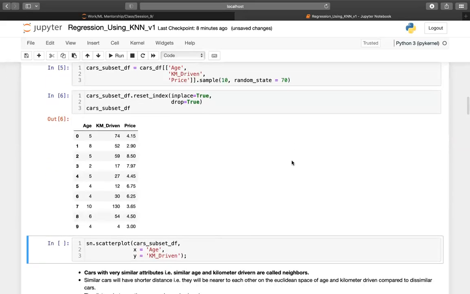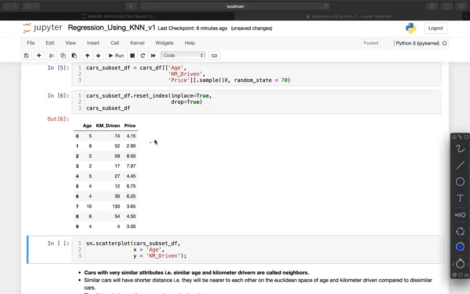So let's say this is the training set we have right now, in which we know there are 10 examples. We know how old those cars are, from 2-year-old to 10-year-old, kilometer driven, which is like 4,000 kilometers to 1,30,000 kilometers, and their respective prices at which those cars are sold.